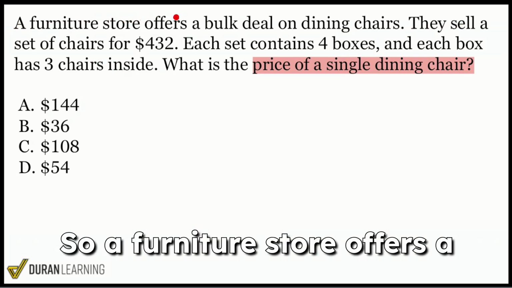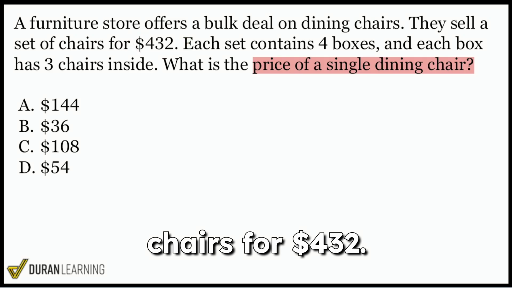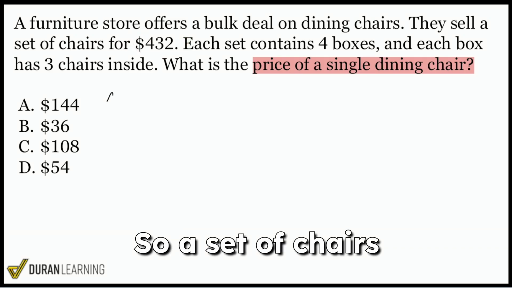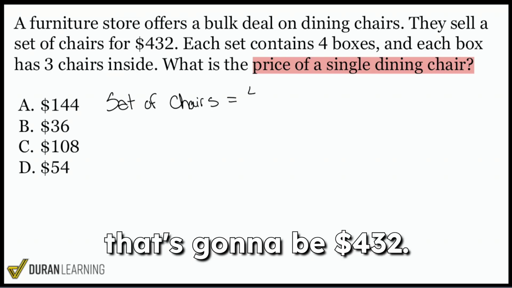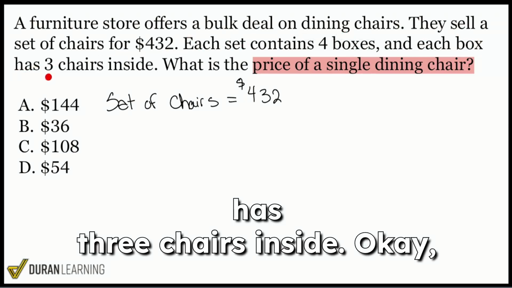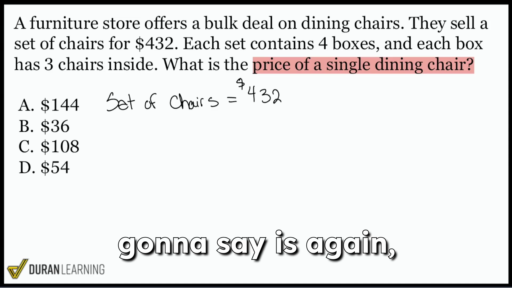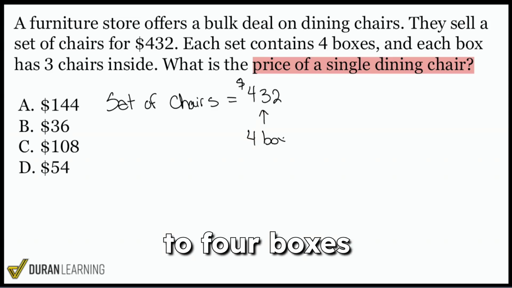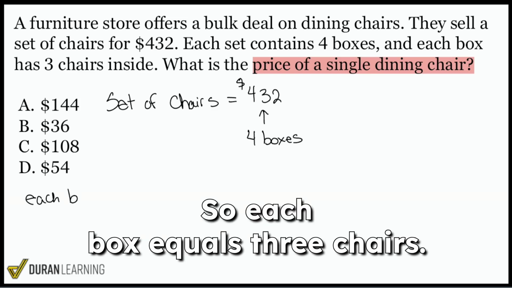So a furniture store offers a bulk deal on dining chairs. They sell a set of chairs for $432. Let me write that down nice and easy. So a set of chairs right here, that's going to be $432. Up next, it says each set contains 4 boxes and each box has 3 chairs inside. Okay, so right here, what I'm going to say is, again, this is going to be equal to 4 boxes. And in each box, that's 3 chairs. So each box equals 3 chairs.